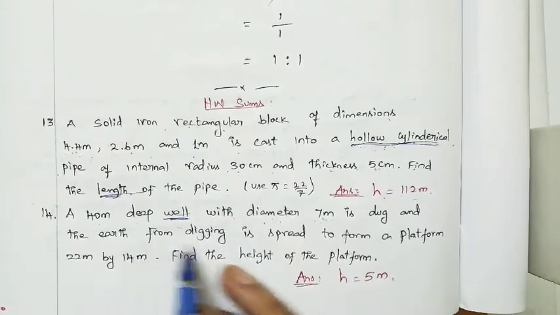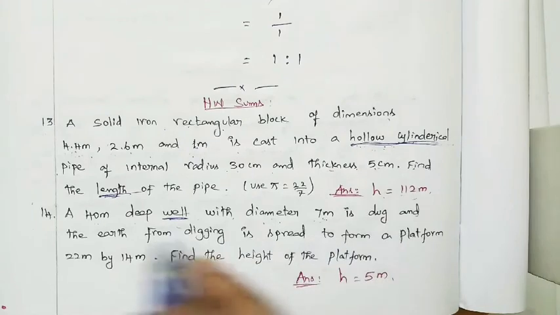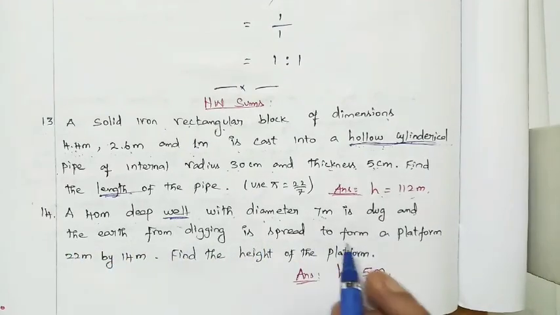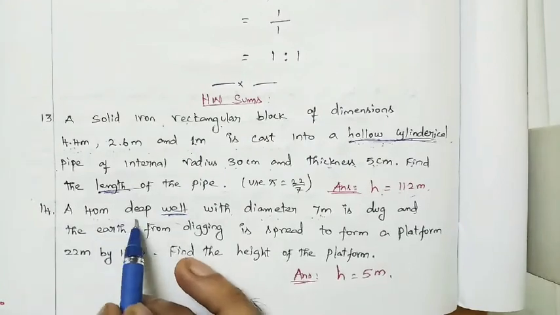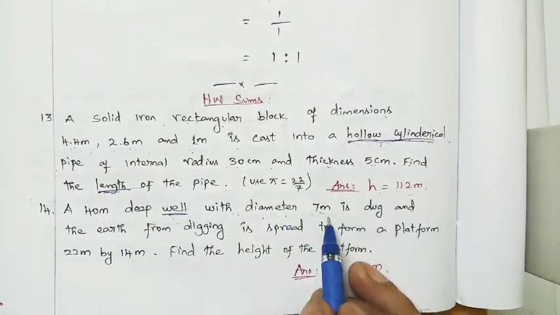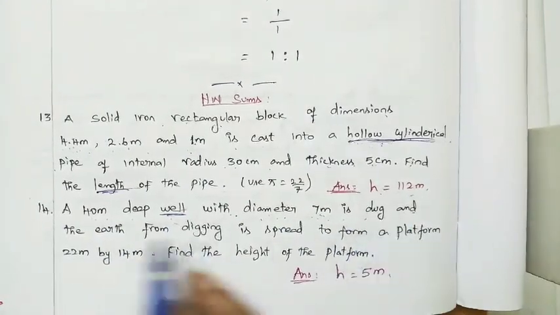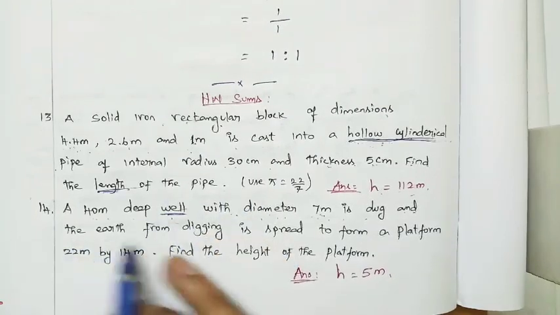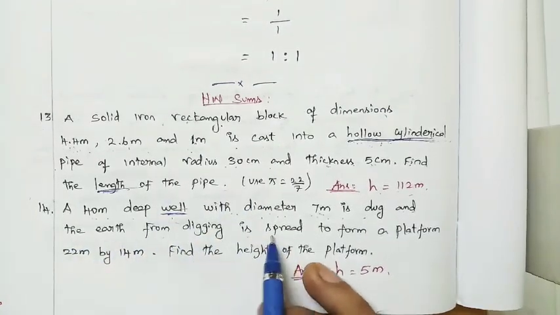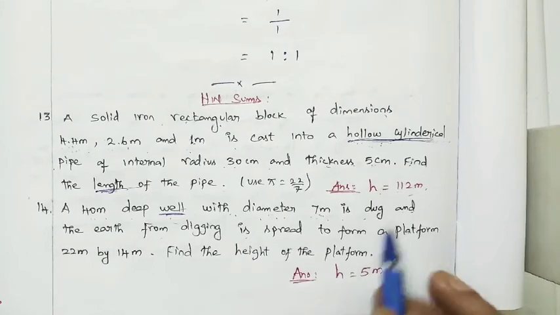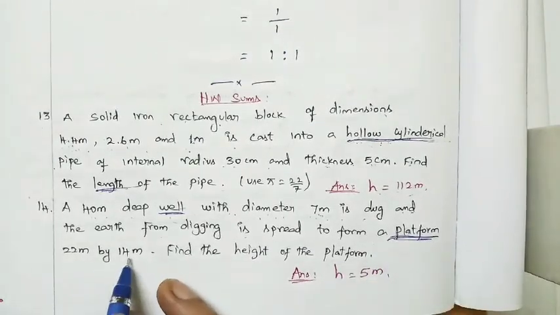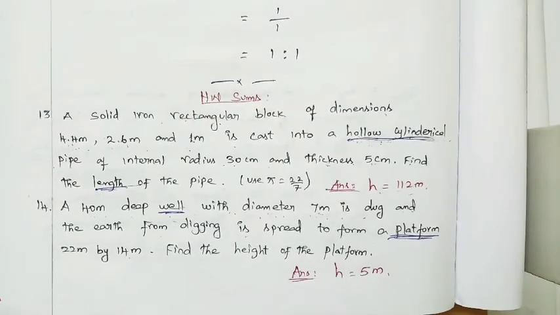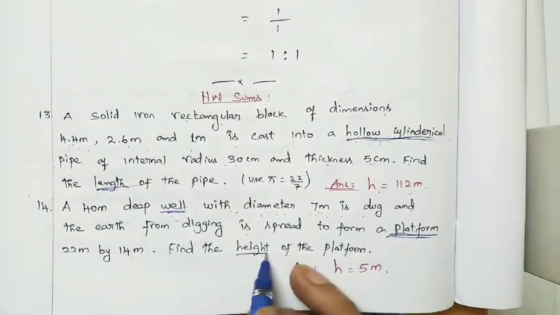The earth from the digging is spread to form a platform. A 40-meter deep well with diameter 7 meter is dug, and the earth from digging is spread to form a platform, 22 meter by 14 meter. Find the height of the platform.